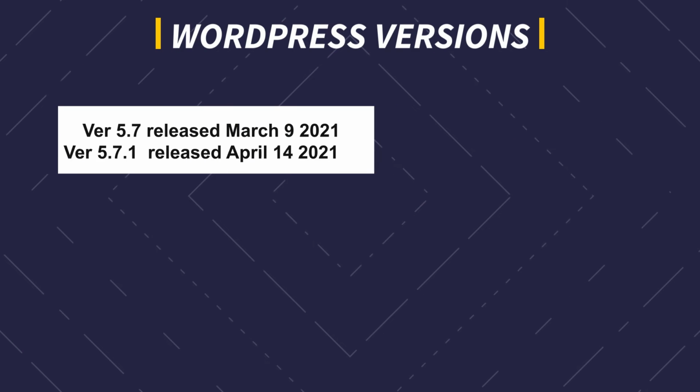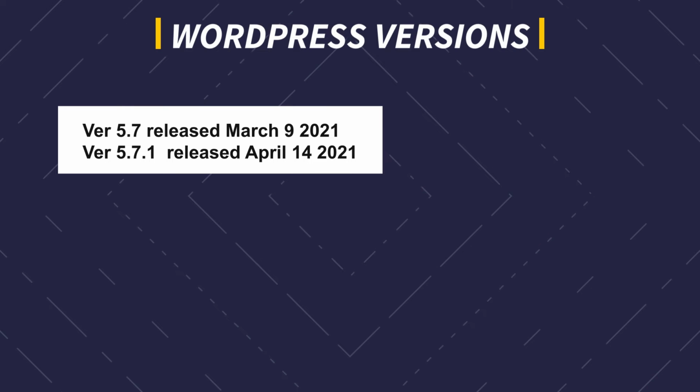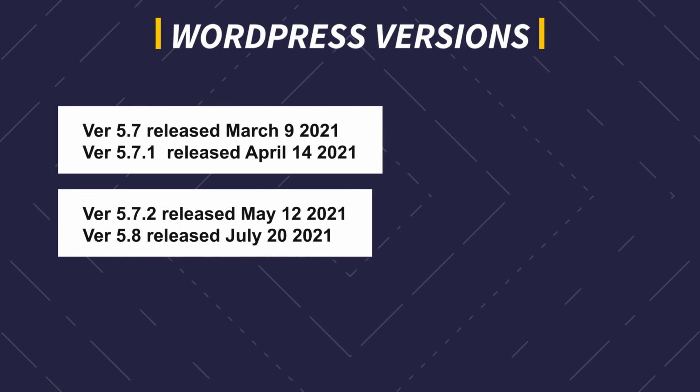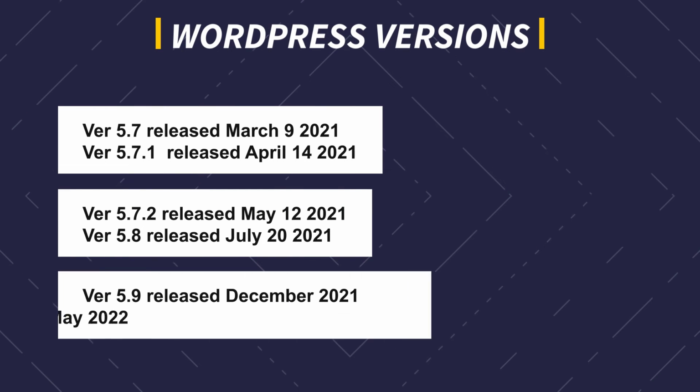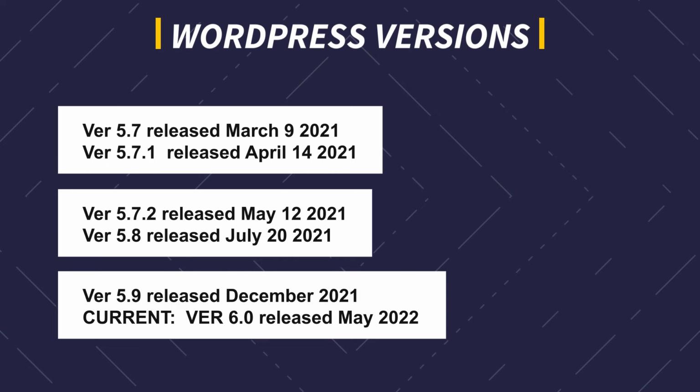Okay, so we are going to look at different versions of WordPress. We have version 5.7, we have version 5.7.1 and the rest of them. Okay, but our latest version right now is version 5.9, and that's what I'm going to be using for this very tutorial.